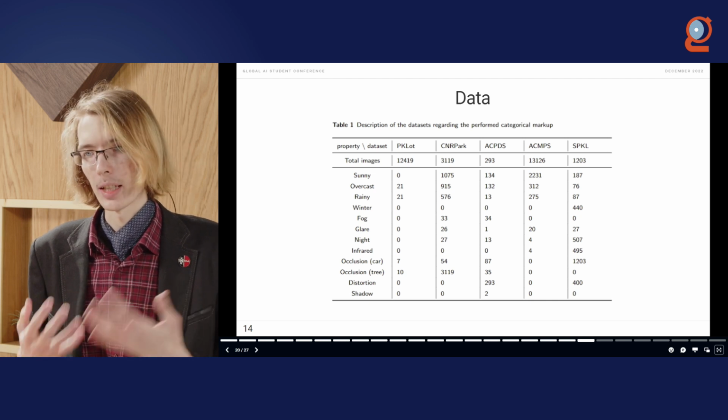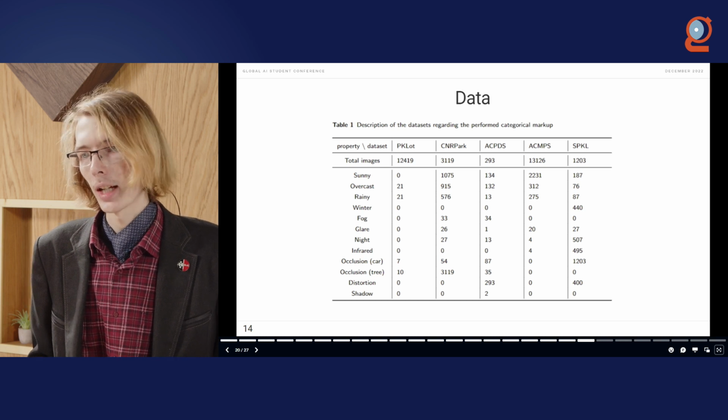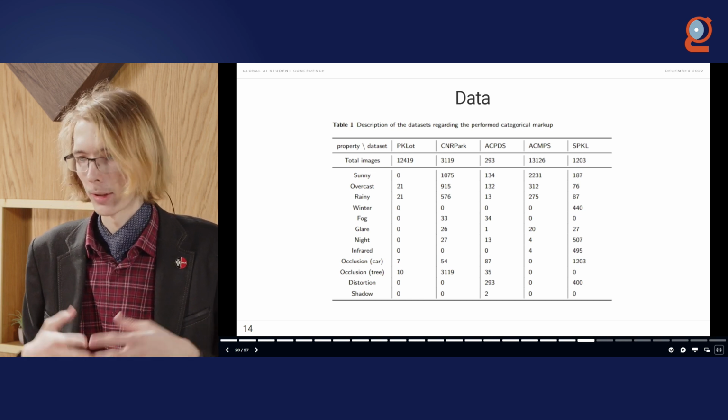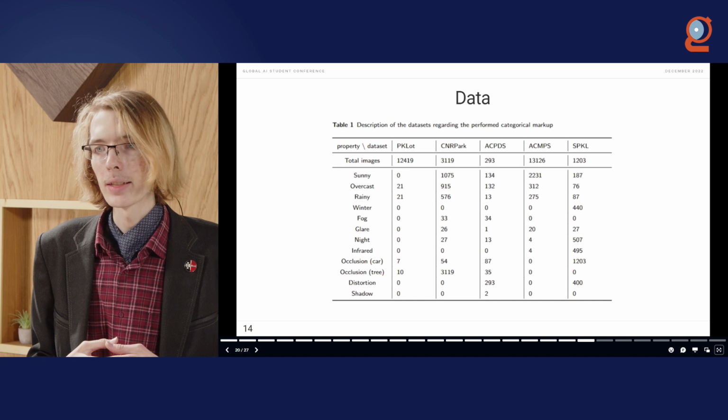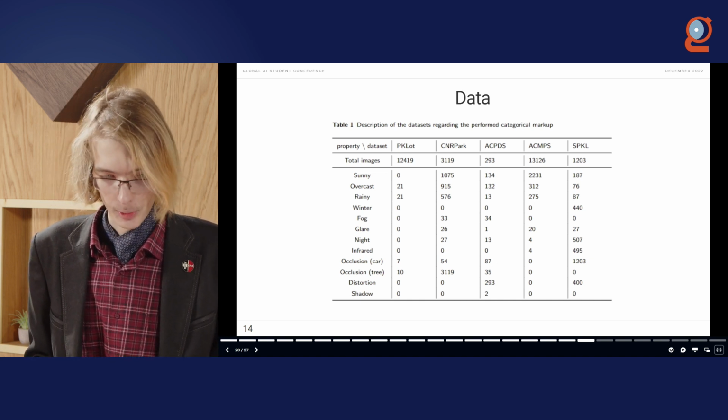Finally, we established our own dataset, SPKL, which contained half of the images regarding the winter data, and extended annotations of other datasets as follows.